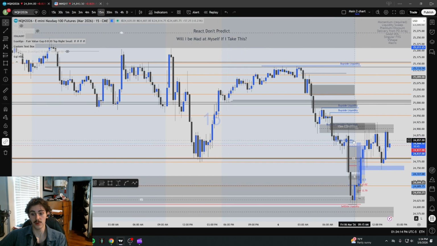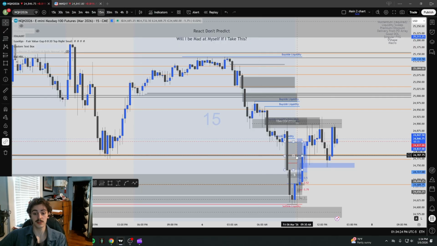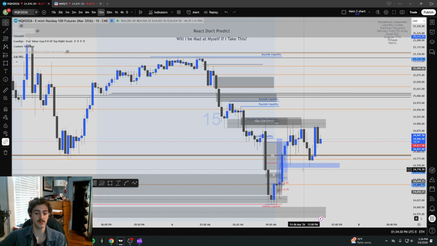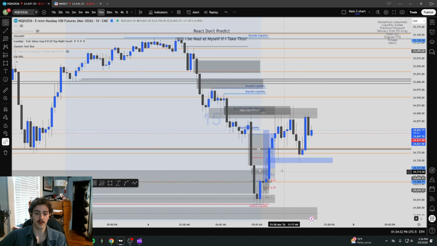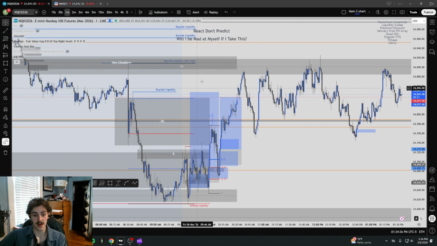As well, at 8:30 we had non-farm payroll pushing price down a ton and basically price gapping down, creating two large 15-minute gaps that I wanted to see get mitigated, inverse, or rebalanced depending on what price wanted to do. But overall, I was bullish towards the data high at 8:30.